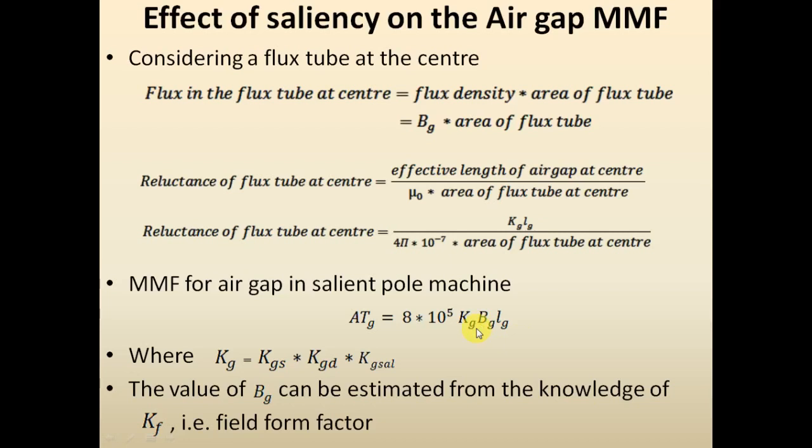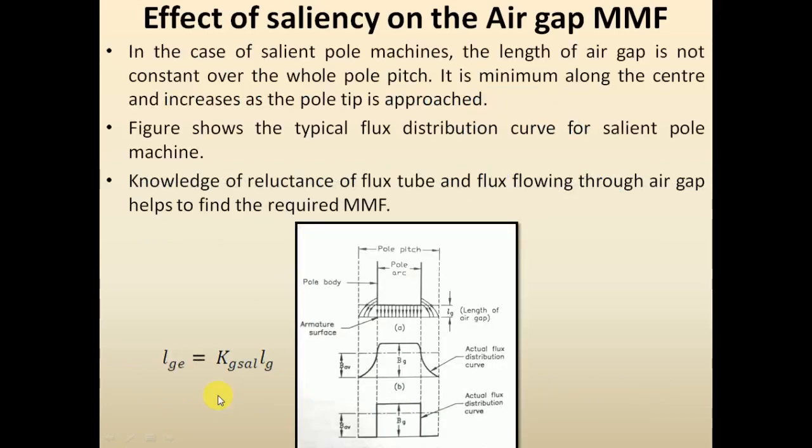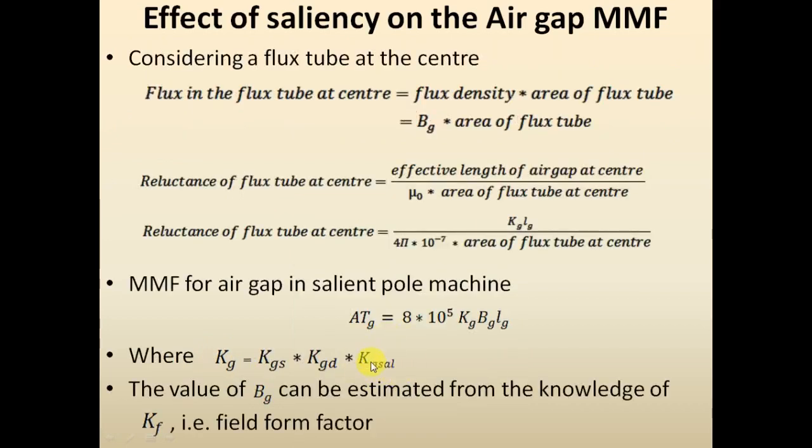If the armature is slotted and provided with radial ventilating ducts, then the Kg term will be the multiplication of Kgs, Kgd and Kg saliency. This Kg saliency comes into picture only in the case of salient pole machines. As we have mentioned before, in the case of salient pole machine, the effective gap length can be said to be the product of Kg saliency into lg. Hence, this term comes into picture only in the case of salient pole machine.